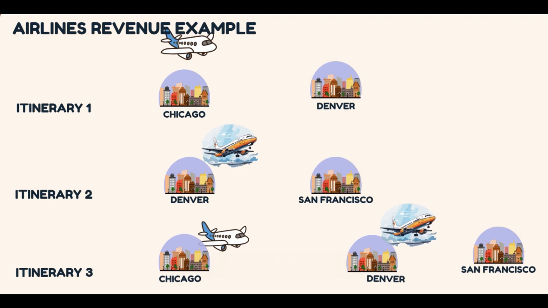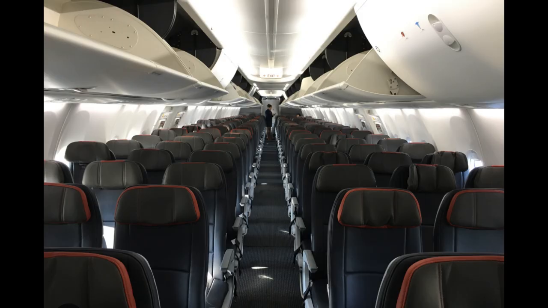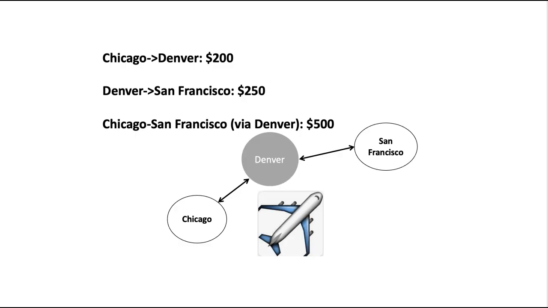Airlines don't just sell one type of ticket. They offer multiple fare classes for the same route, ranging from economy saver fares to flexible business class tickets. Each fare class has a different price and conditions, and customers' demand for these fares fluctuates over time. Let's take an example. We assume that a direct flight from Chicago to Denver has a fare of $200, Denver to San Francisco fare is $250, and a connecting flight from Chicago to San Francisco through Denver has a fare of $500. For the sake of simplicity, we assume a single fare class for each kind of flight itinerary here.